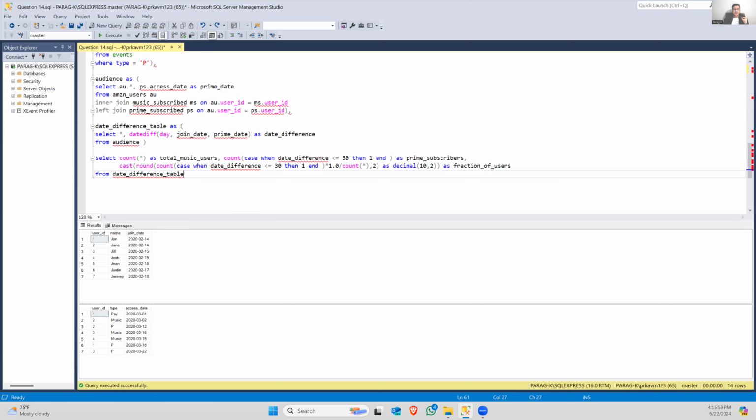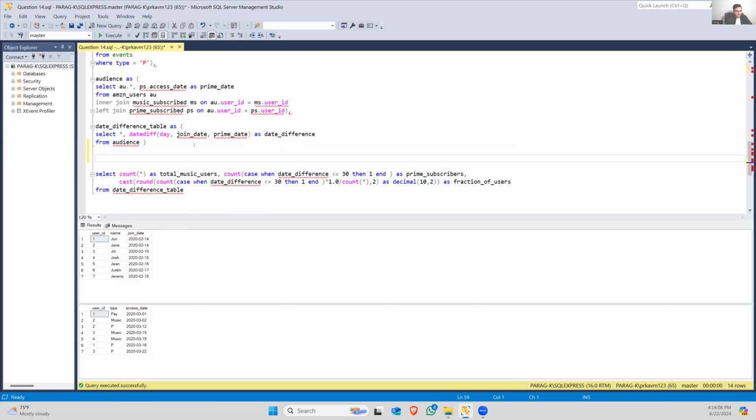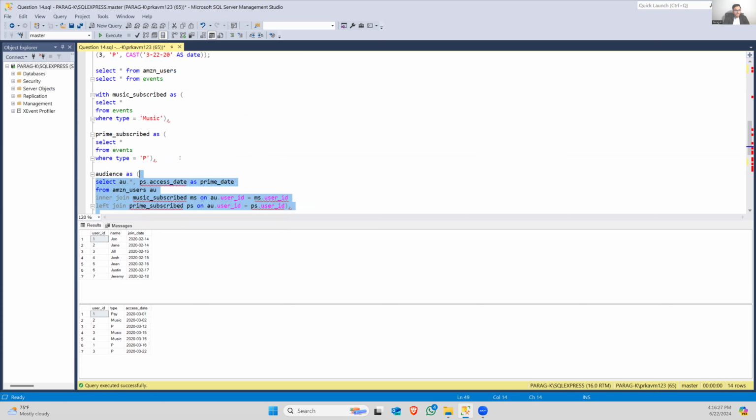Now, what I need to do in here is that I need to find the count. So remember I had done the difference, I would say. So if I had to just show you guys something here. Select everything from date difference table. I hope this is right. Okay, and let's run this code.